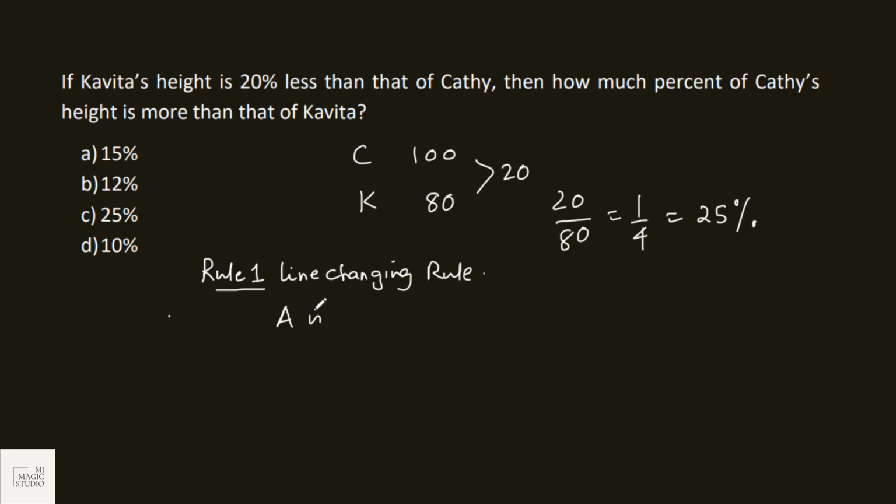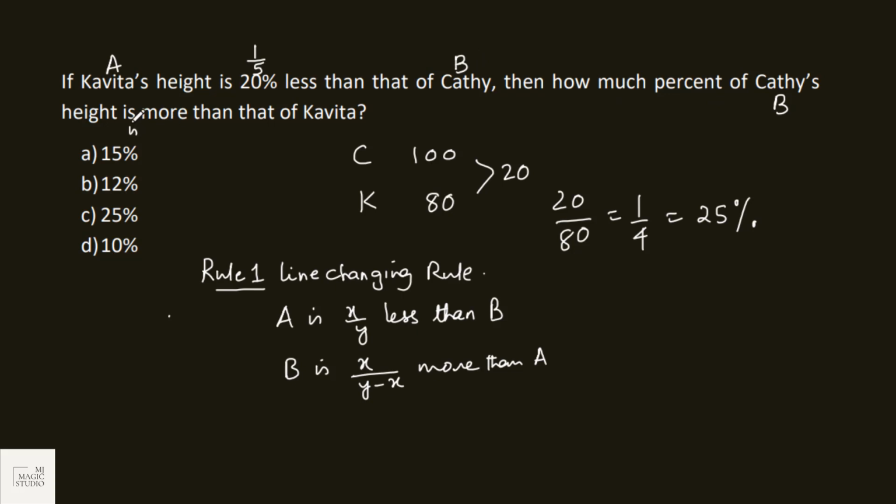What does it say? If A is X by Y less than B, then B is X upon Y minus X more than A. A is 20%. 20% means 1 by 5. A is 1 by 5 less than B. Then B is 1 upon 5 minus 1, that is 1 by 4, more than A. 1 by 4 is nothing but 25%. Option C is the pick.